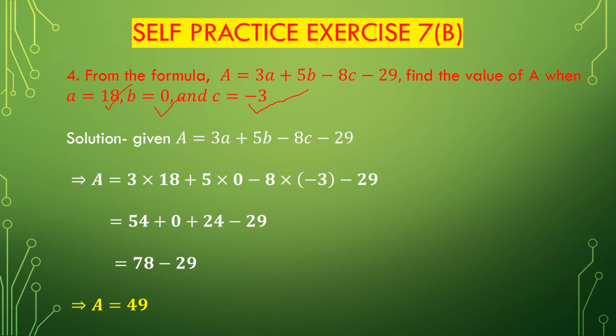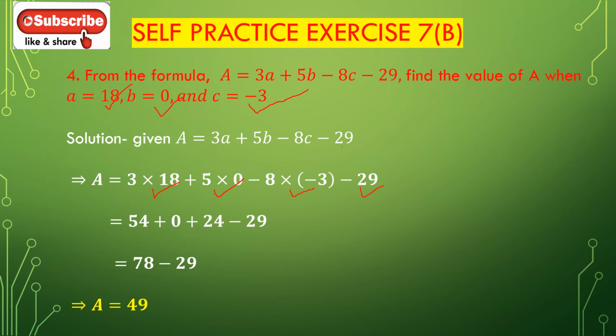In the expression A equal to 3a plus 5b minus 8c minus 29, we get A equal to 3 multiplied with a is 18, 3 multiplied with 18 plus 5 multiplied with b, b is 0, 5 multiplied with 0 and minus 8c, c is minus 3, so minus 8 multiplied with minus 3 minus 29.